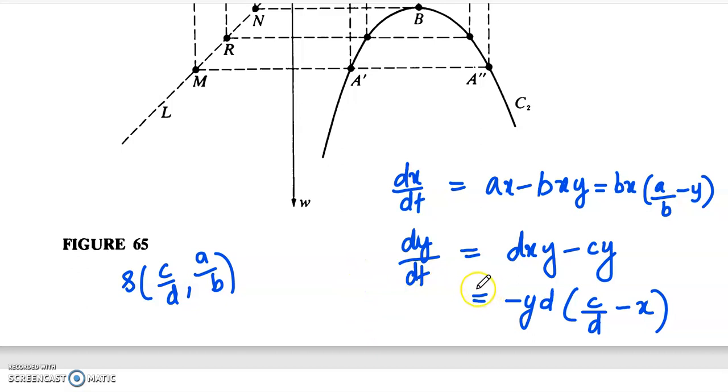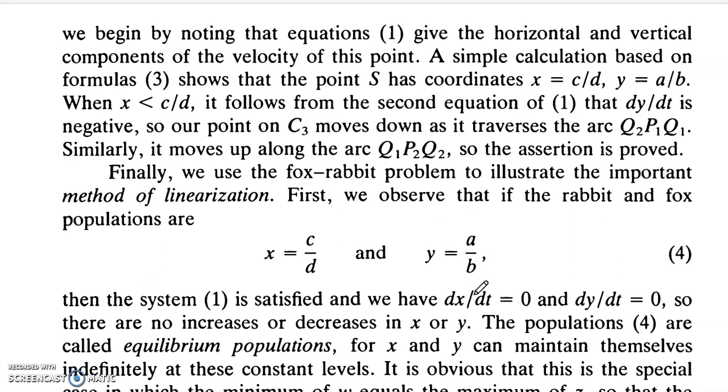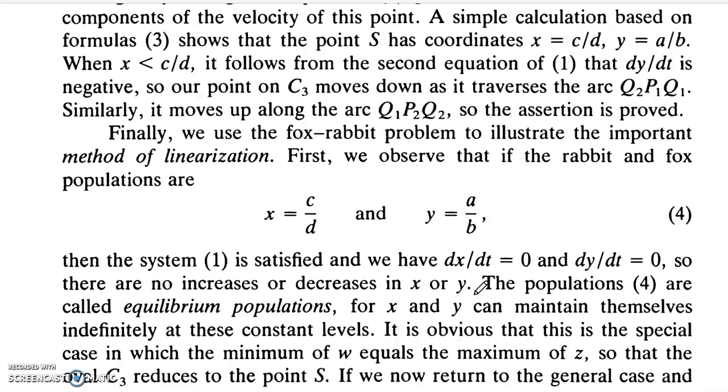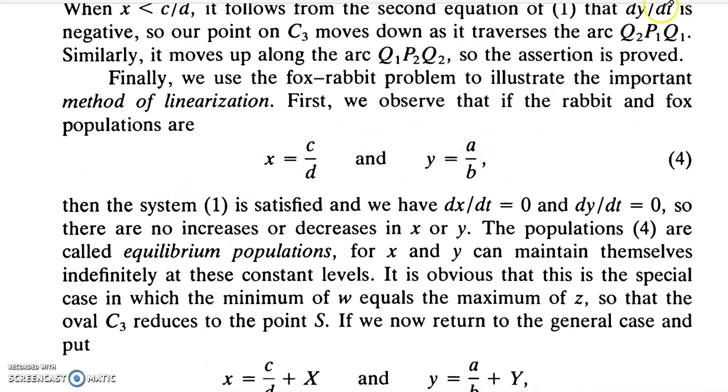Now this is some kind of equilibrium solution. So അതായത് ആ വാല്യൂ ആണെങ്കിൽ അതിനകത്ത് നമുക്ക് ചേഞ്ചസ് ഒന്നും വരുന്നില്ല. So such a value is called the equilibrium value. So when x is c by d and y equal to a by b, the system is satisfied, and we have dx by dt and dy by dt equal to 0. So there is no increase or decrease in x or y. So the populations with these values are called equilibrium populations for x and y. So they can maintain themselves infinitely at these constant levels.